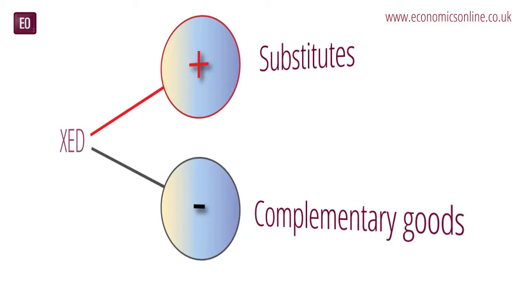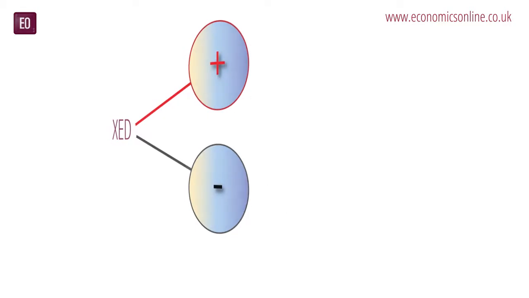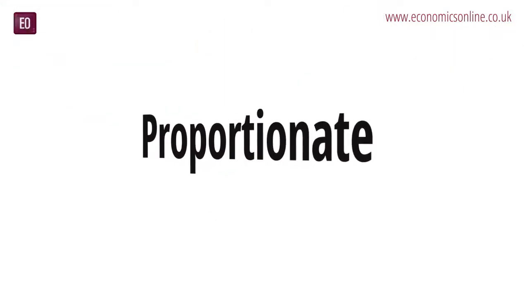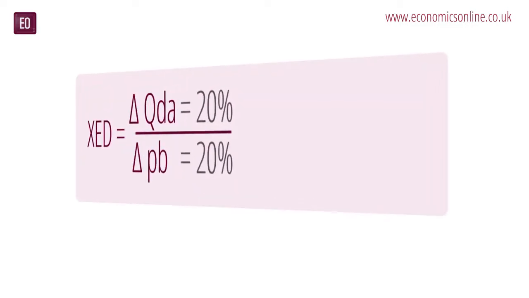However, there is another aspect to cross-elasticity, exactly how responsive, that is, how elastic, the demand for one good is to a change in the price of another one. Economists use the concept of proportionate to assess the degree of response. For example, if the demand for one product changes in the same proportion as the price of another one, then the result is proportionate and XED will equal 1. If it does, then cross-elasticity is said to be unitary.